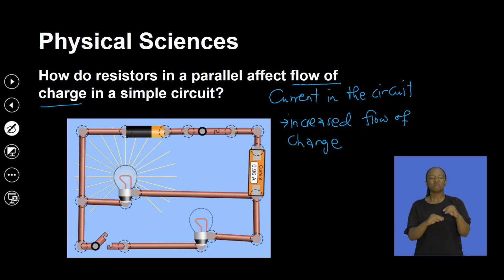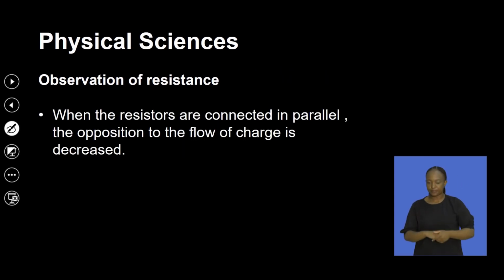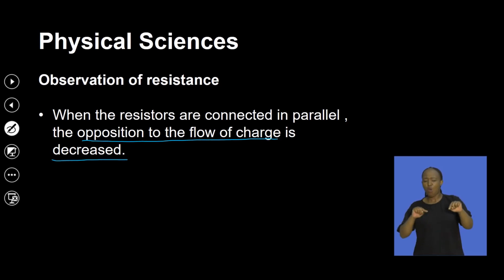So this flow of charge, we've agreed that it's current. In other words, we are saying that connecting more resistors in parallel increases the current in the circuit, because we noticed that there is increased flow of charge by adding another identical resistor in parallel. So the observation is that when resistors are connected in parallel, the opposition to the flow of charge is decreased. What is this opposition to the flow of charge? The term that describes that is resistance.